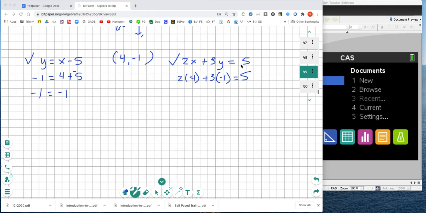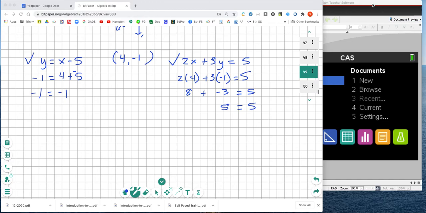Now I'm going to take the second equation. Again, I'm going to substitute in the 4 for the x. I'm going to put in the -1, and then I'm going to PEMDAS both sides. So I'm going to go ahead and do 8 plus -3, and 8 plus -3 is 5. And of course, this side doesn't have to be simplified. So 5 equals 5 shows that I now have the solution that works for both of the equations.